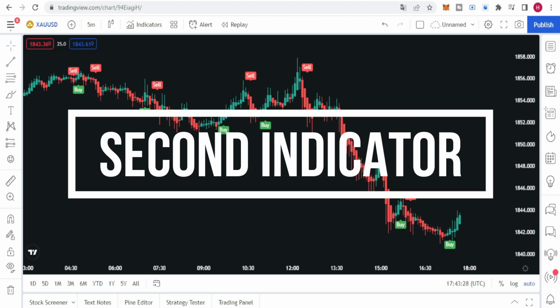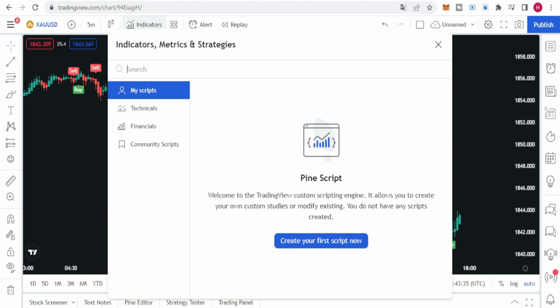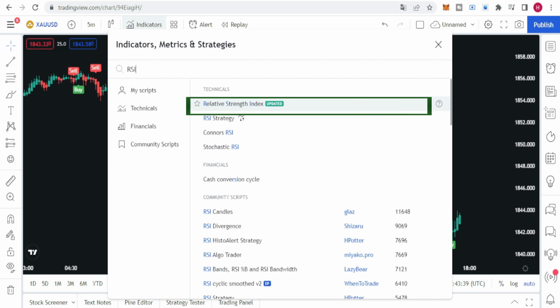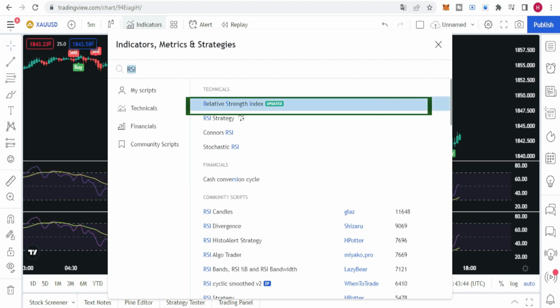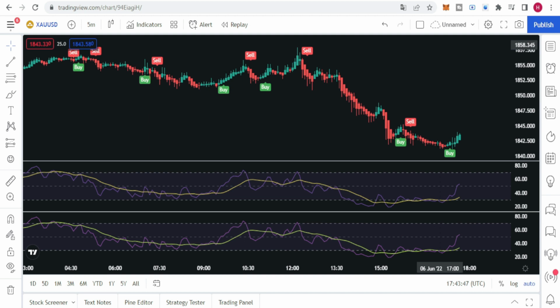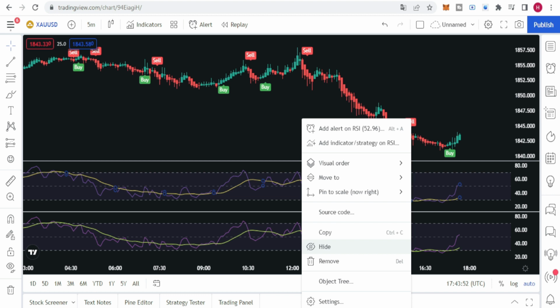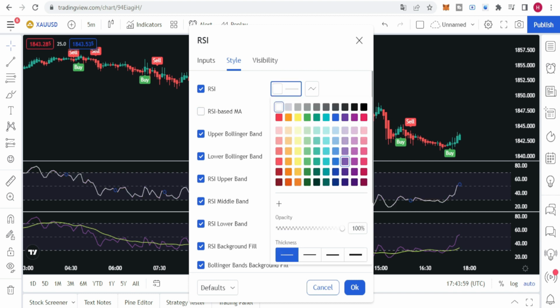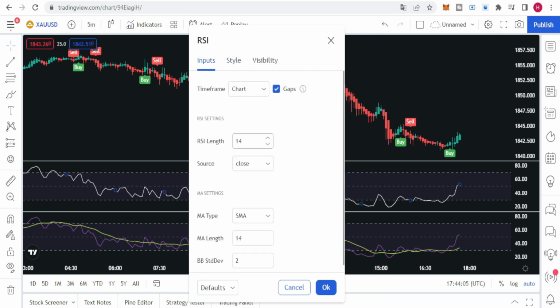The second indicator is the Relative Strength Index. First, go to indicators and double click on the RSI indicator. We can see now below our chart two indicators. So let's apply our settings to the first one. Right click on the indicator and hit Settings. First, we want to uncheck the RSI based MA and let's change the color to white. Then, in the Input section, change the RSI length to 100.